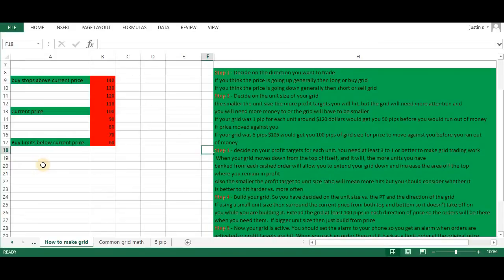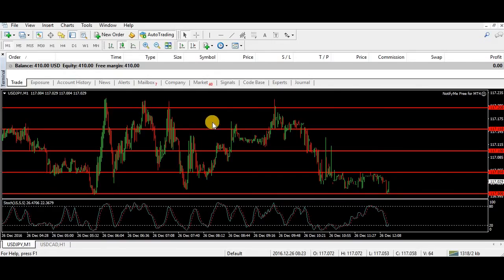So the final step in building our grid is to decide on the profit targets for each unit. I think you need at least 3 to 1 or better to make grid trading work. The reason is, when price moves down from the top of your grid, and it will, the more banked units you have from each cashed order allow you to extend the area of space where you're in profit in both balance and equity faster. Equity is the most important number.